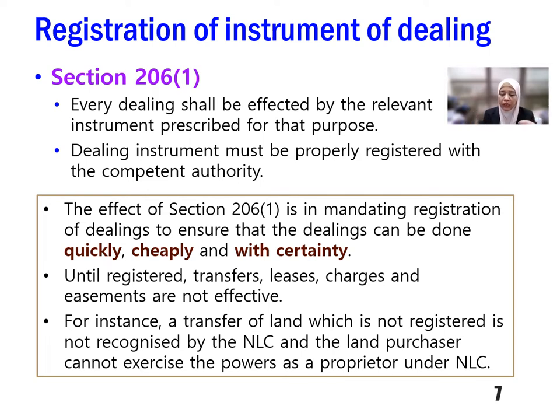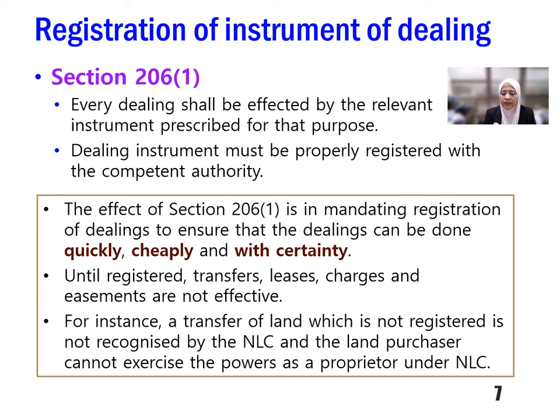Only then can you ensure the operation of the Torrens system, where the mirror principle and the curtain principle will take effect upon registration. Thereafter you can say that dealings can be done quickly, cheaply and with certainty if we follow the required procedure, which is registration of the instrument of dealing. Until registered, transfers, leases, charges and instruments are not effective under the National Land Code.